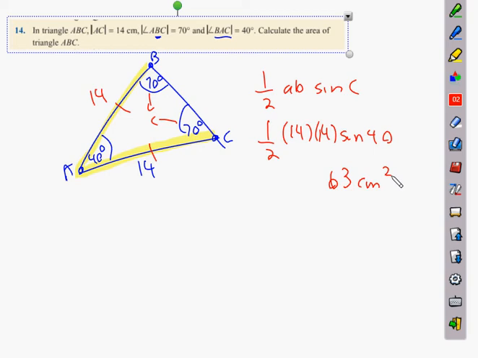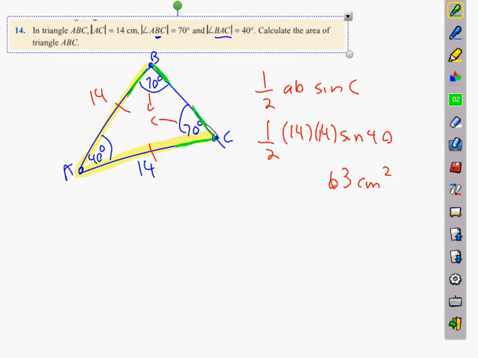Yes? How can you use 40 and not 70? Because if I use this 70 here, I know one of the sides is 14, but I don't know the other side. And if I use this 70 here, I know that side's 14, but I don't know the other side. So you have to make sure you pick an angle that you know both sides. I knew either side of the 40. So that's why I used it.